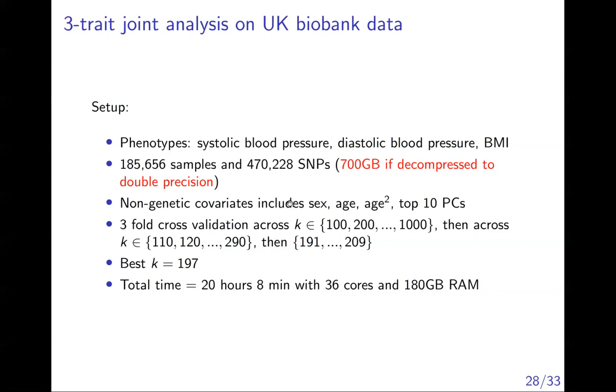We included these non-genetic covariates, and then we cross-validated multiple paths, and it turns out that there are 197 non-zero entries in beta. So 197 non-zero SNPs were discovered, and doing all of this analysis took about 20 hours on a 36-core machine.